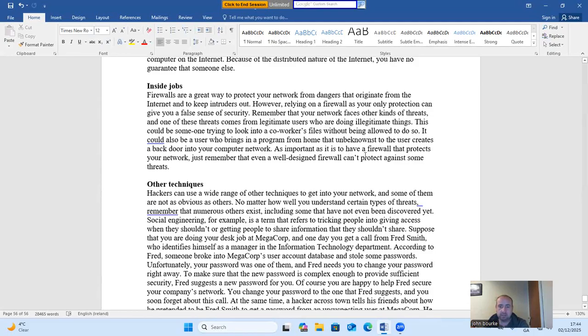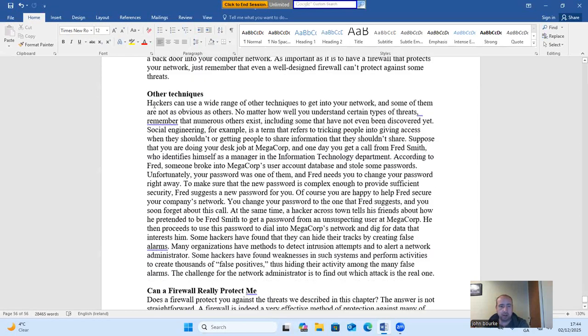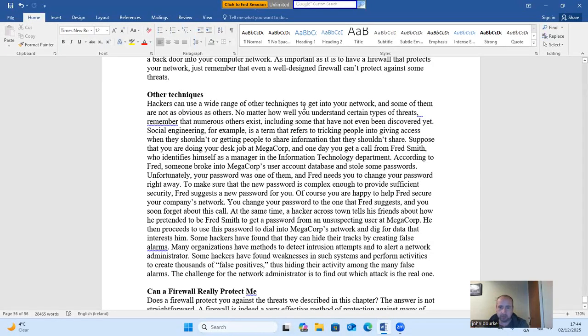As important as it is to have a firewall that protects your network, just remember that even a well-designed firewall can protect against only some threats. Other techniques. Hackers can use a wide range of other techniques to get into your network, and some of them are not as obvious as others. No matter how well you understand certain types of threats, remember that numerous others exist, including some that have not even been discovered yet. Social engineering, for example, is a term that refers to tricking people into giving access where they shouldn't, or getting people to share information that they shouldn't share.